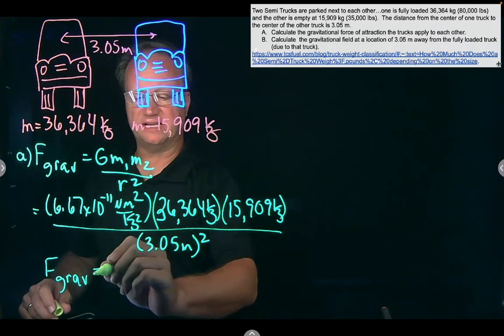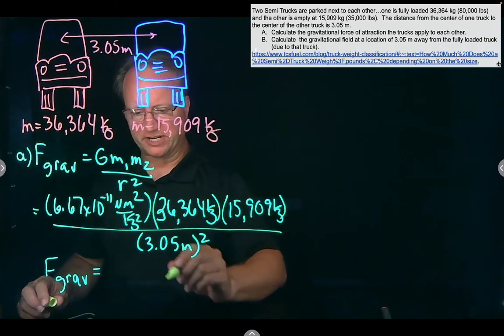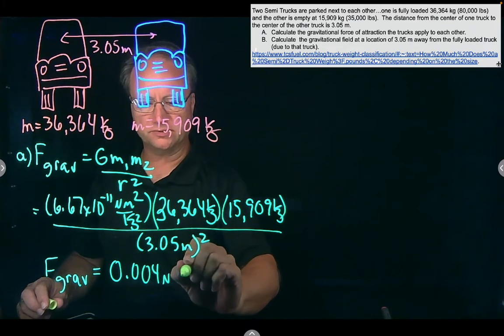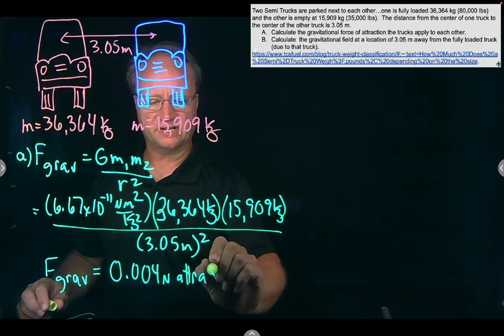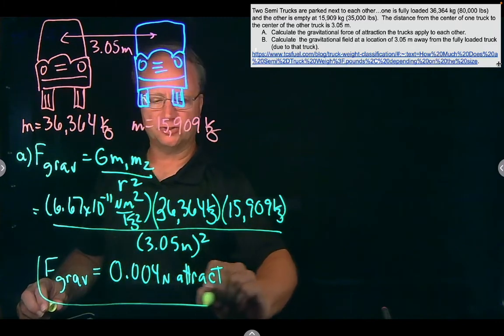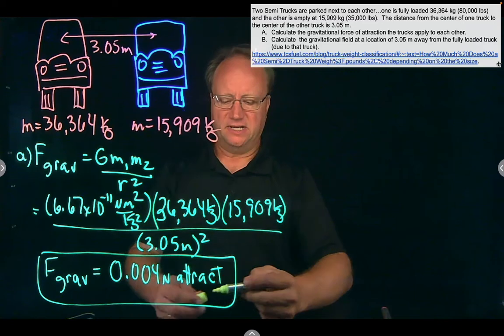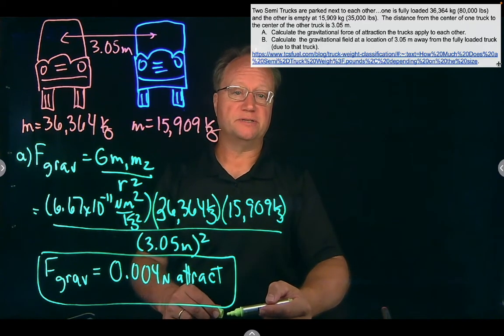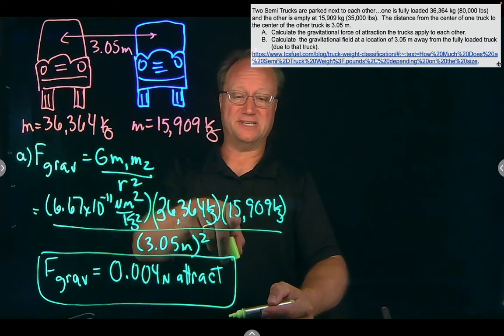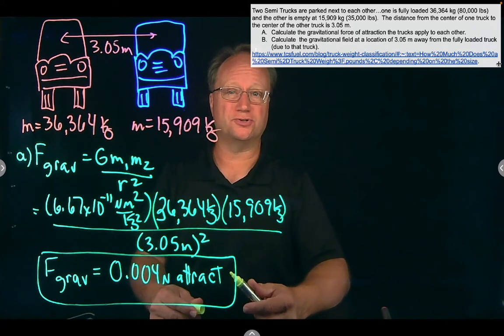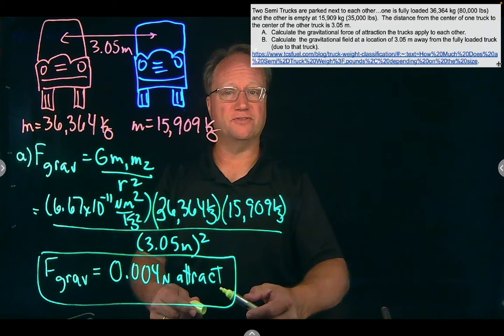When we plug that in and we calculate, we get the gravitational force of attraction, 0.004 newtons, and then the vector direction is that they attract toward each other. Not a very big force, but then your objects, even though they're decently massive, they're not as massive as planets or stars or things, so still not that large of a force.